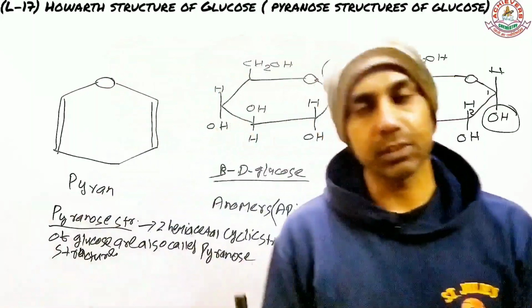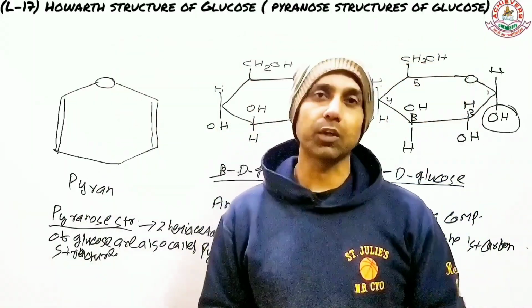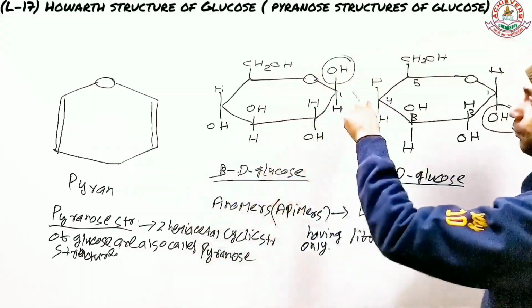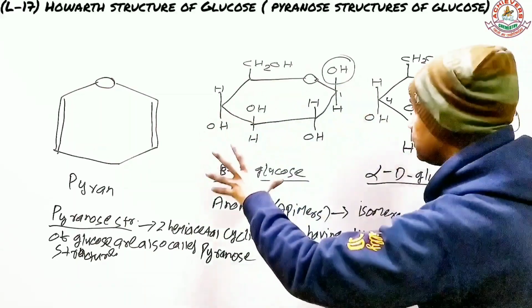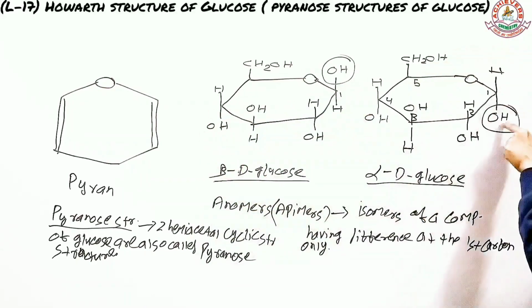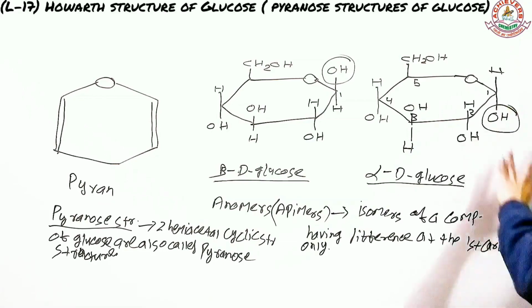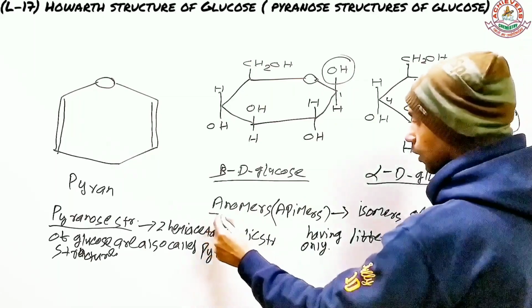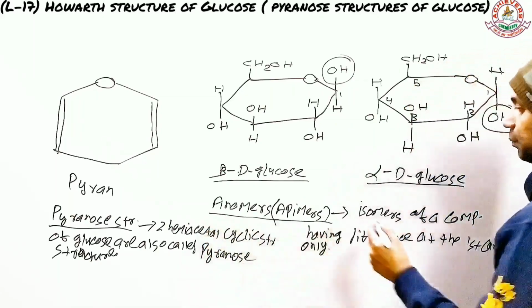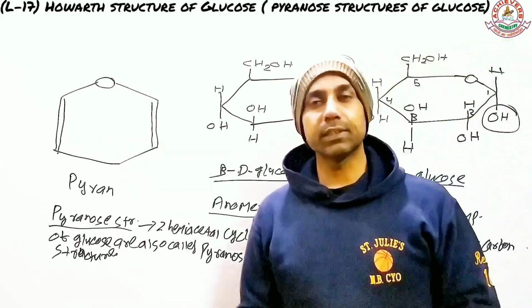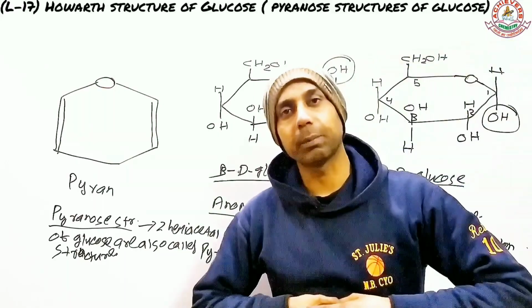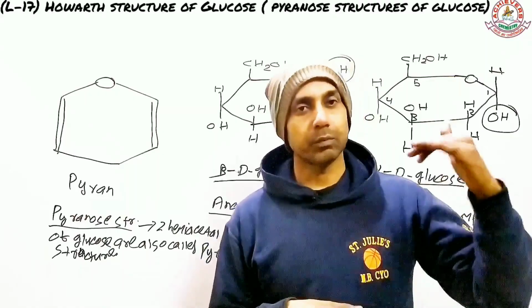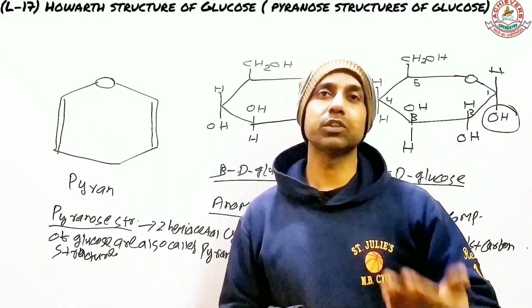So the Howarth structure is something I wanted to make you understand. I hope you have understood every part here. Let me repeat. In the beta one, the first carbon OH is up and everything else is similar. In the alpha one, the first carbon OH is on the down way, and that's why these two forms of glucose are also called anomers, or epimers. Epimers, anomers are similar terms where two isomers of a compound differ only in their first carbon configuration. One has OH on the down way, the other has OH on the up way.